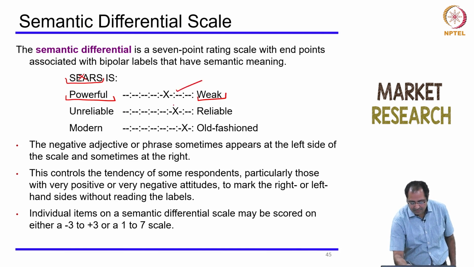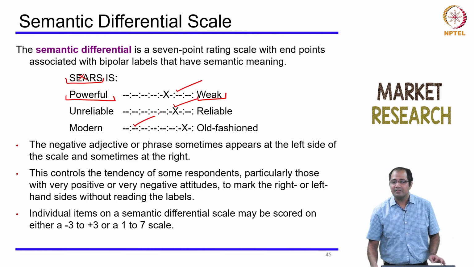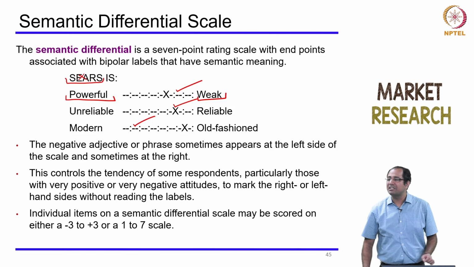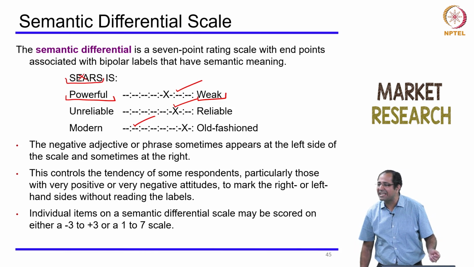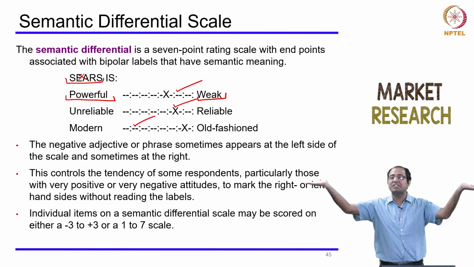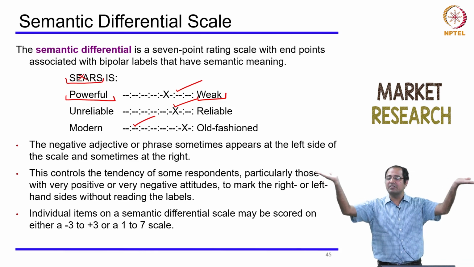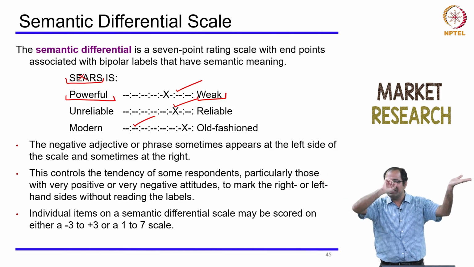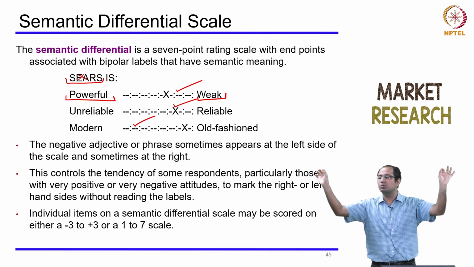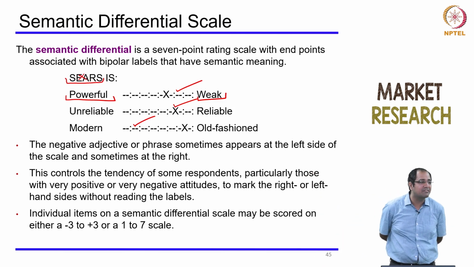If you feel it is weak, then you will answer close to weak. Unreliable, reliable. Modern, old fashioned. So the difference with the Likert item scale is, in the semantic differential scale, you use the descriptor on both sides, both positive and negative descriptors. And the respondents have to mark closely to the descriptor they feel is representative.